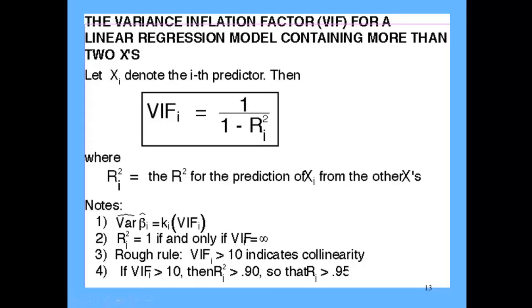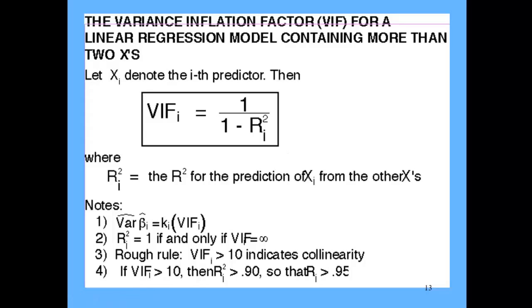Okay. Now, there's a rough rule that people have come up with. Again, how high is high? This is a rough rule. It says if the VIF is greater than 10, that suggests collinearity. It's a rough rule. Okay? Now, what makes sense about that? Well, it does make sense. It's not that rough, but it basically says, well, if the VIF is greater than 10, then the r squared, 1 minus r squared, okay, the r squared has to be greater than 0.90.